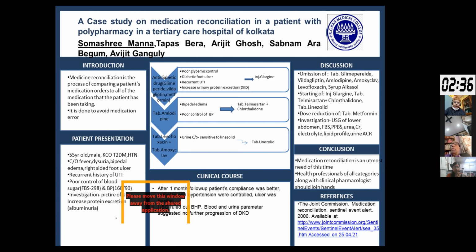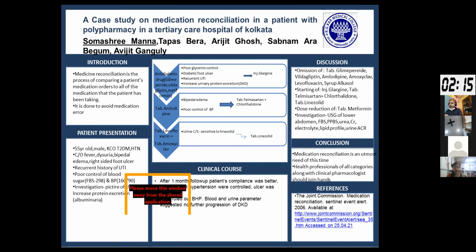Investigation revealed poor control of blood sugar, albuminuria, and a urinary tract infection. We recommended firstly insulin injection glargine 12 units and dose reduction of metformin from 1500 mg to 1000 mg per day for better glycemic control, and thereby prevent recurrent UTI, as poor glycemic control is one of the causes of recurrent UTI.